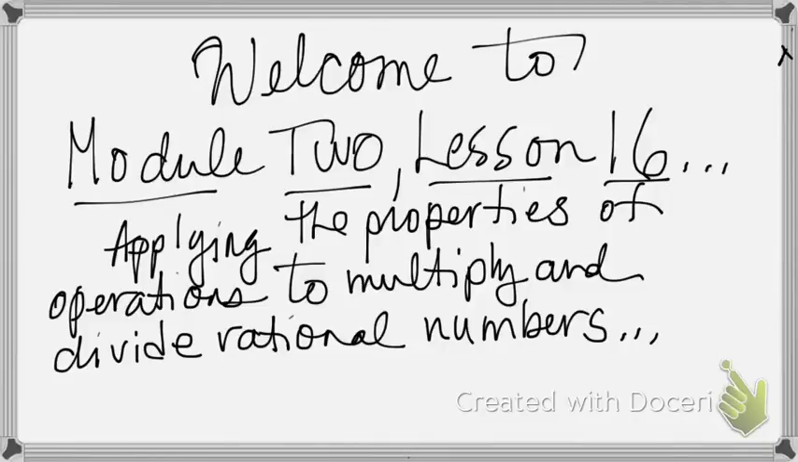Welcome to Module 2, Lesson 16, applying the properties of operations to multiply and divide rational numbers. This will be, I think, a very enlightening lesson because we are going to show how we could change everything into a multiplication problem.